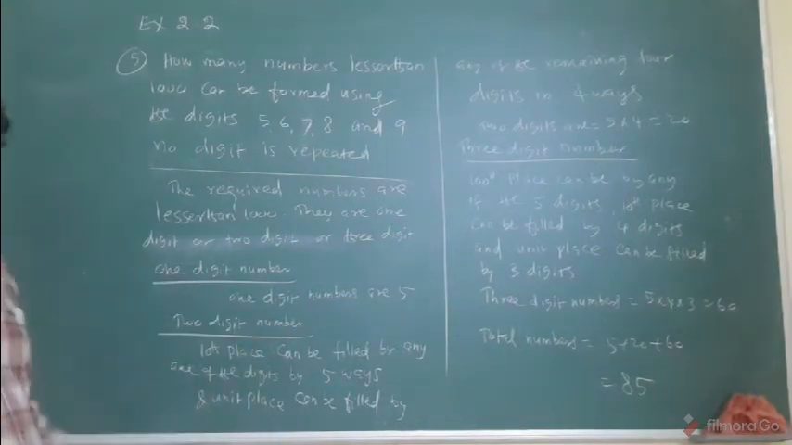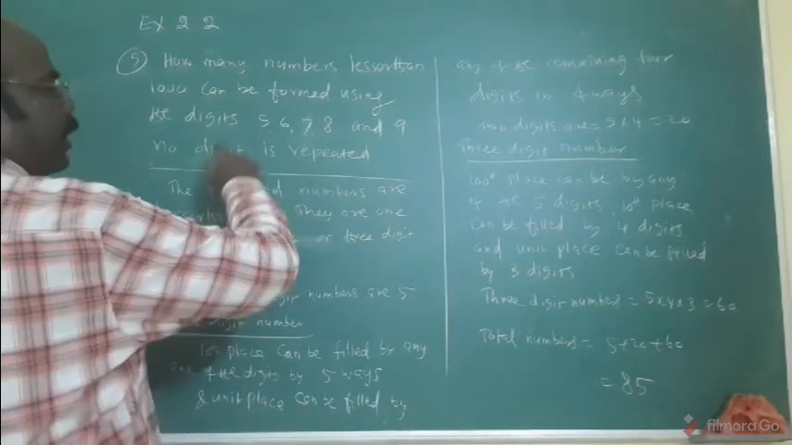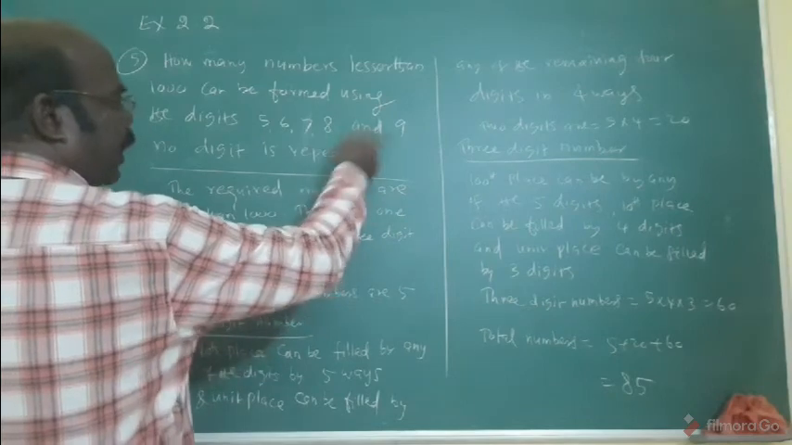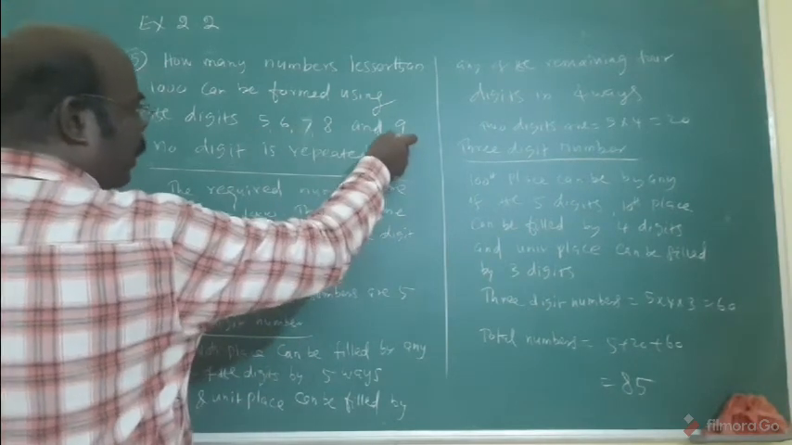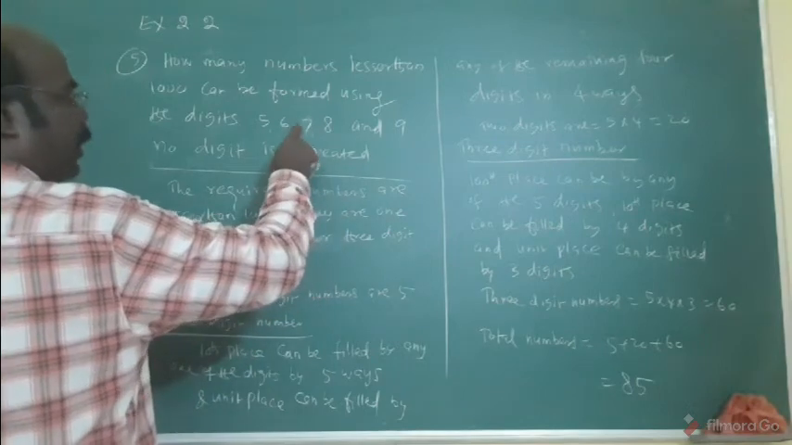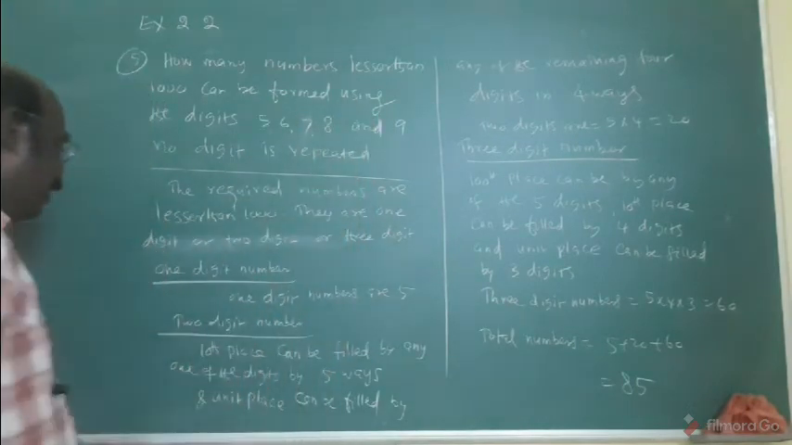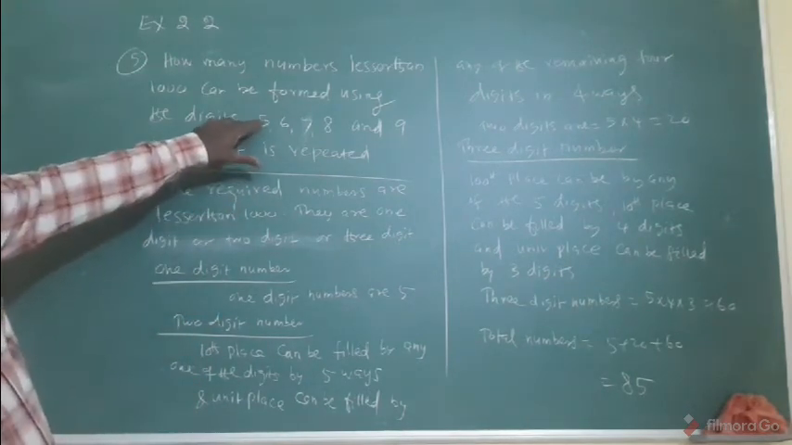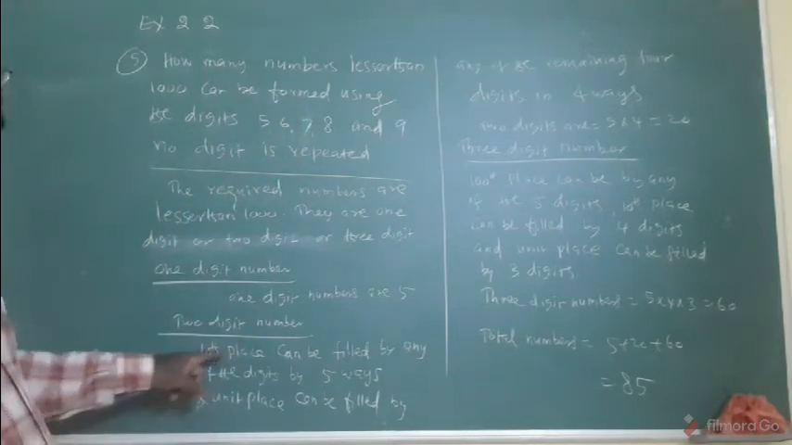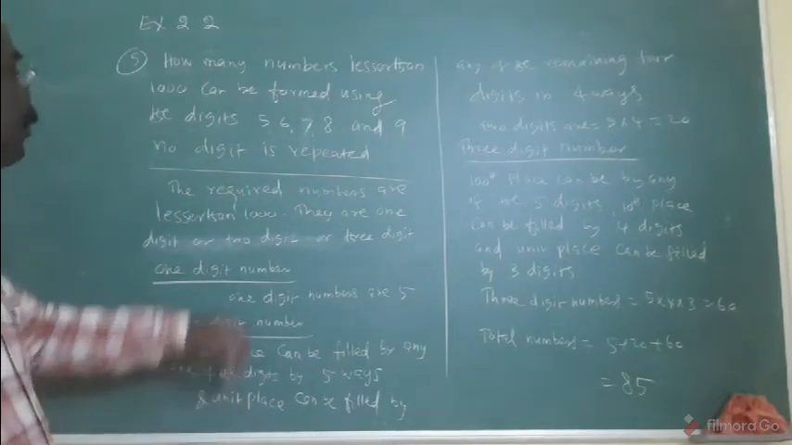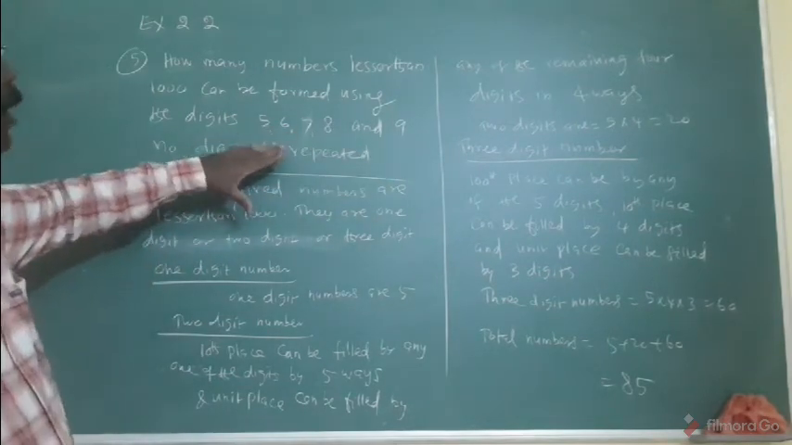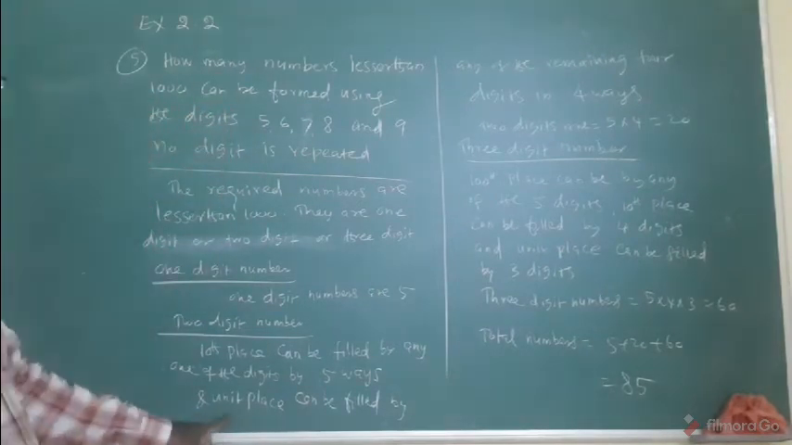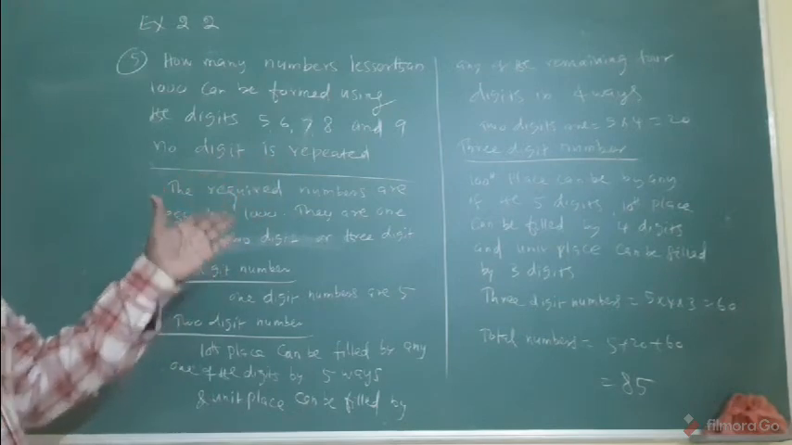Same thing for 2 digit numbers. What is a 2 digit number? 56, 67, 78, 89. For a 2 digit number, the tens place can be filled by any one of the 5 digits. Automatically, the unit place can be filled by any one of the remaining 4 digits.